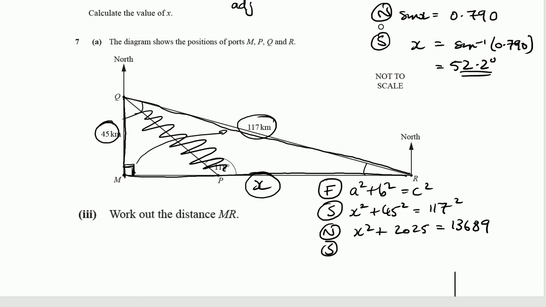Now to solve my equation. I can collect my terms, moving the 2025 over to the side and subtracting it. That gets me 11,664. And then finally we take a square root, and that's going to get me my value of x. 108, and in this question the units are kilometers, 108 kilometers. And those are the answers to the Pythagoras and trigonometry worksheet.